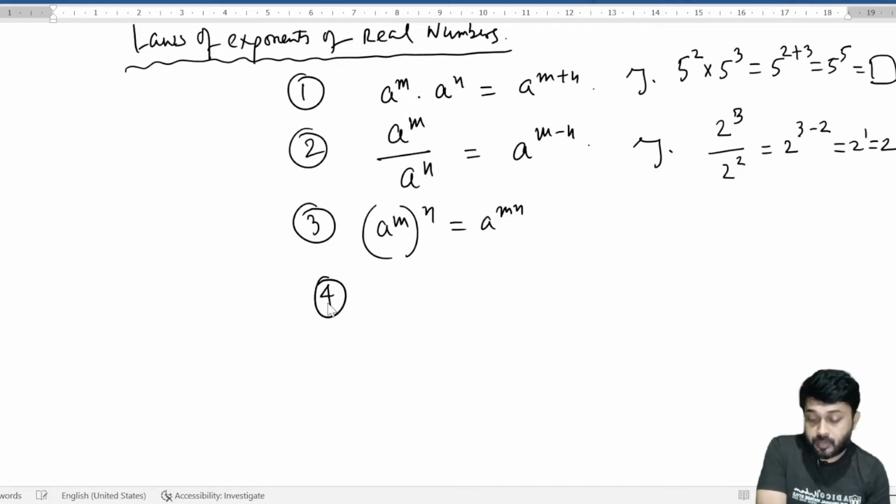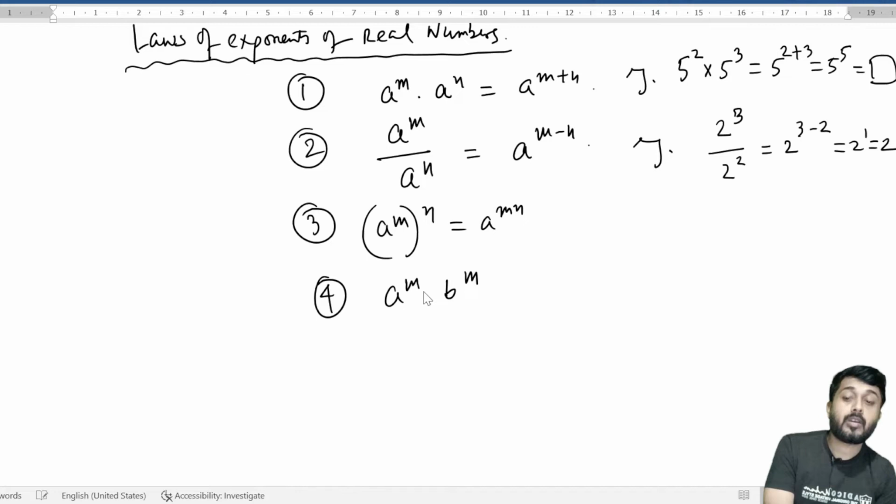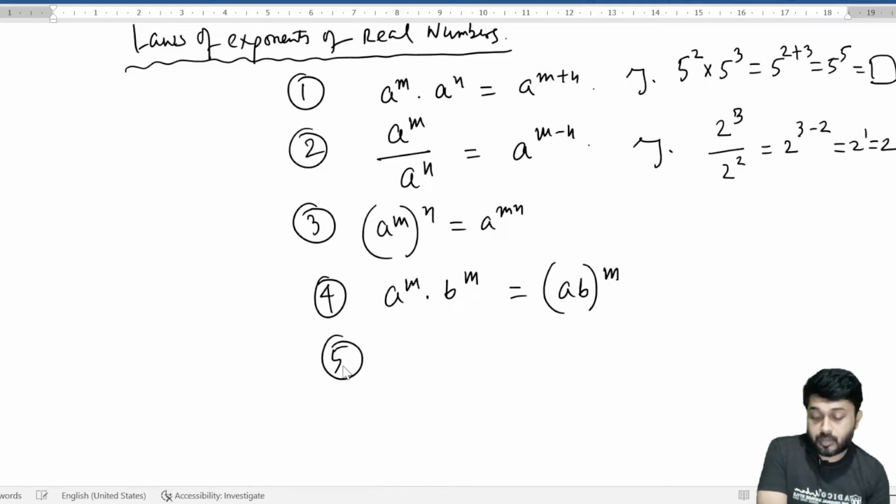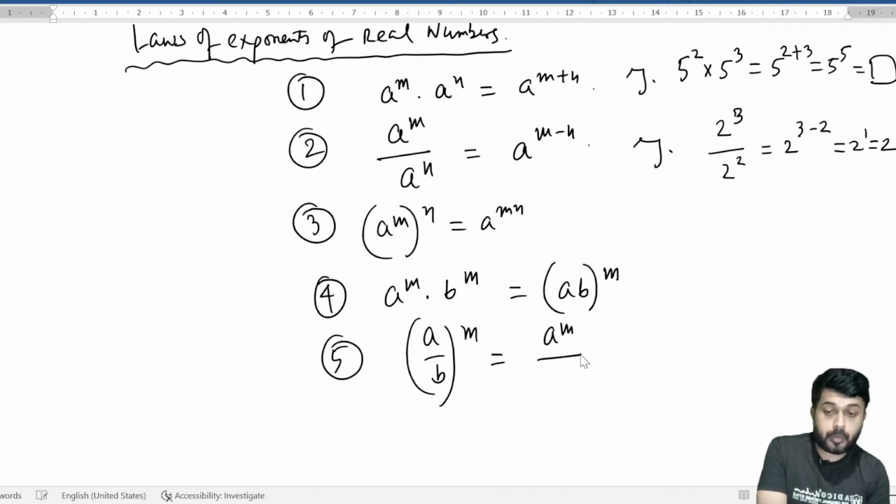After that, see, in number 4 it's coming a to the power m multiplied by b to the power m. See, the indices on a and b are the same. Okay, so in that case we may write (a into b) whole to the power m. Is it clear? Okay, next is number 5. (a by b) whole to the power m is equal to a to the power m upon b to the power m.